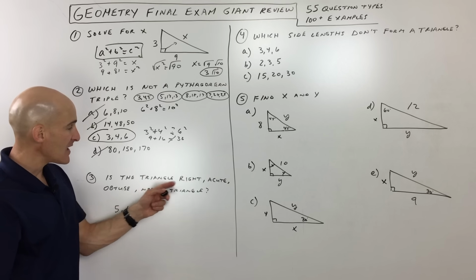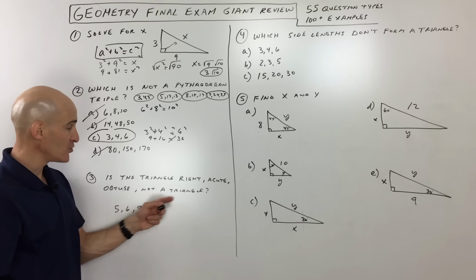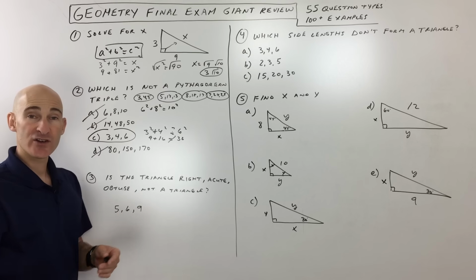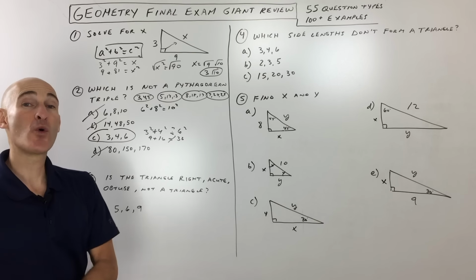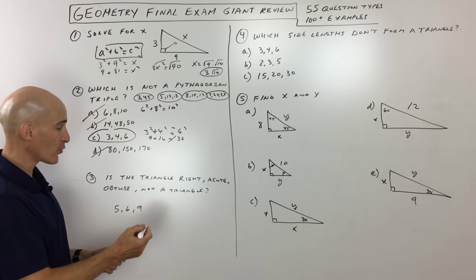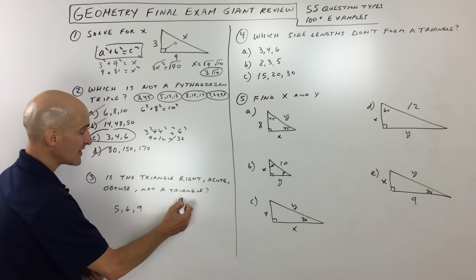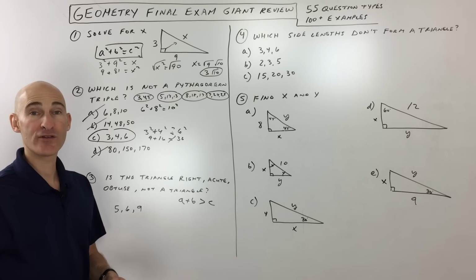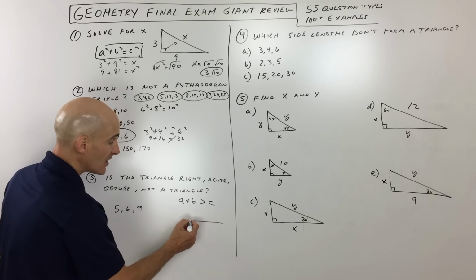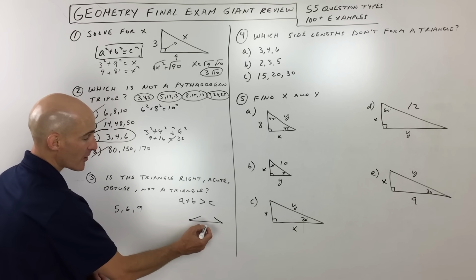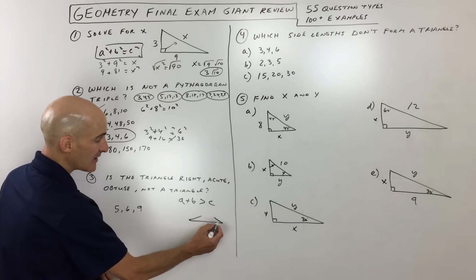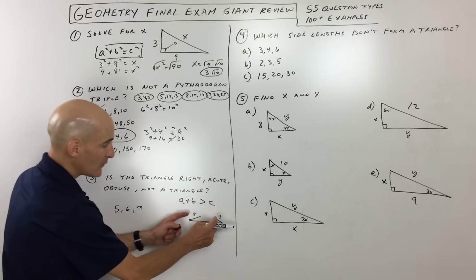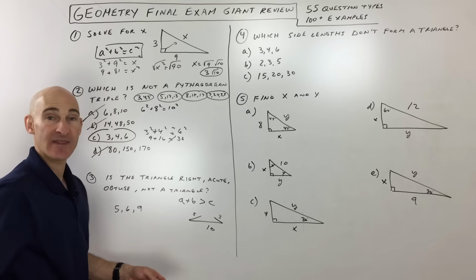Now number 3, is the triangle right, acute, obtuse, or not a triangle given the sides 5, 6, and 9? Well, the first thing we want to understand is the triangle inequality theorem. Okay, so what is the triangle inequality theorem? Well, the triangle inequality theorem says that if you add any two sides of a triangle together, they have to add up to more than the third side. If they don't, you'll have a drawbridge situation like this, where, say for example, this side is like 10, and this is 3, and this is like 5. You see, even if you were to fold these down, they're not going to be able to span that distance of 10.